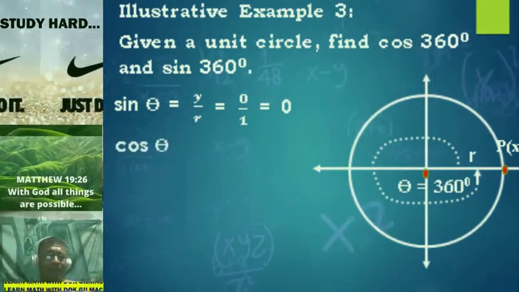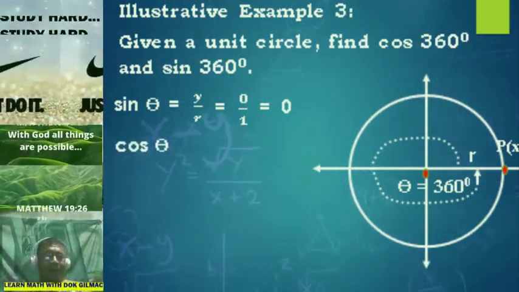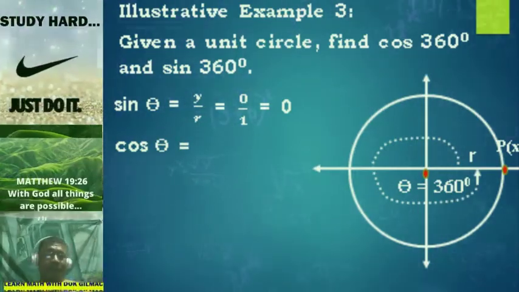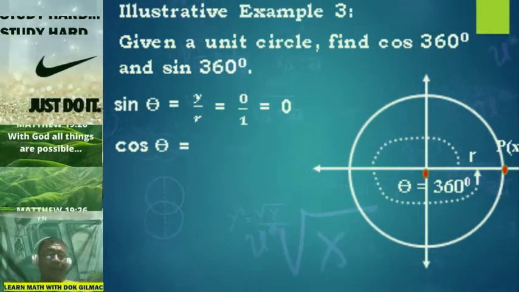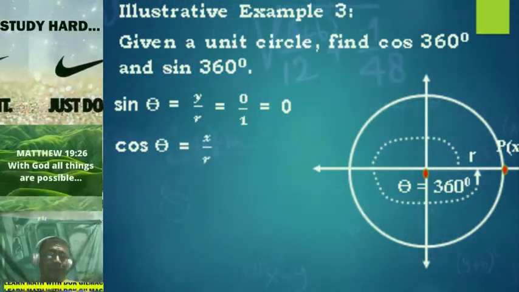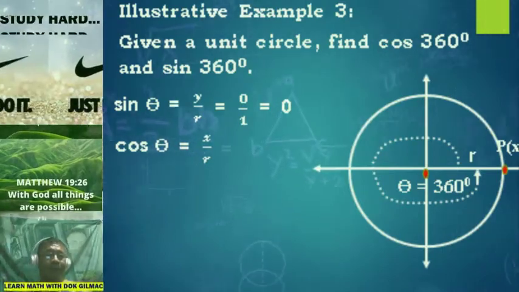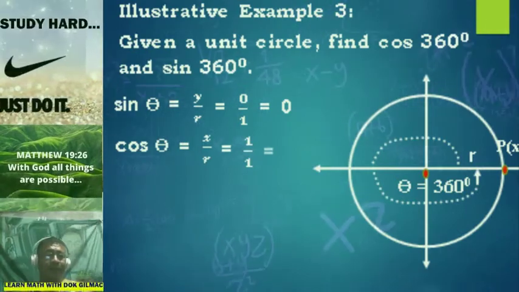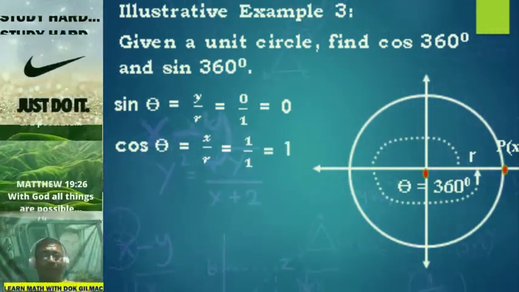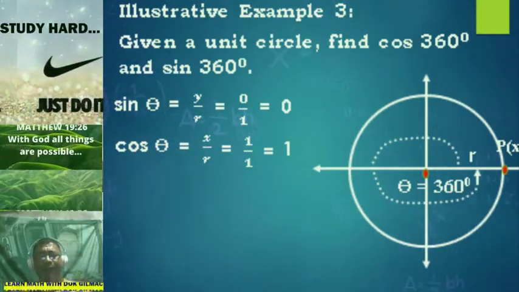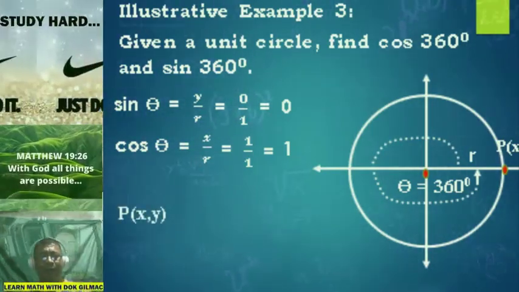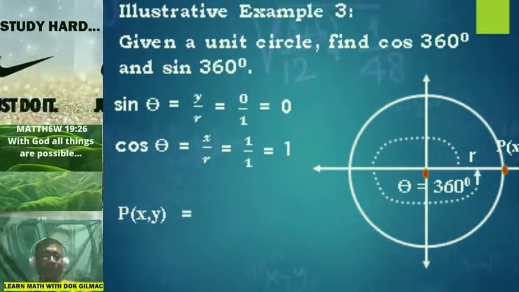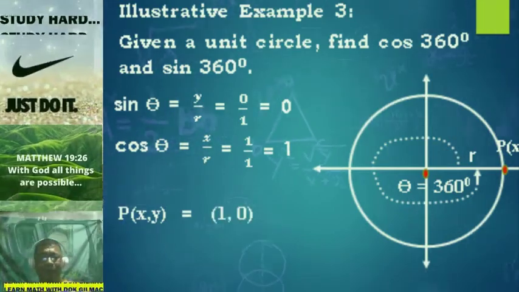For cosine theta, which is defined to be equal to x over r, we have here 1 for the x coordinate and the radius is simply 1. So substitute the given value x, which is equal to 1, over 1, and the radius is 1. So cosine theta is just equal to 1. So therefore, the coordinates of P of xy for an angle of 360 degrees is simply 1 and 0.